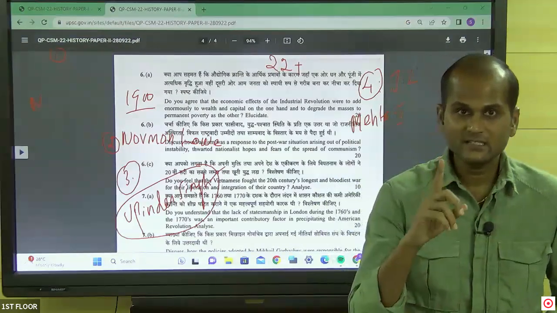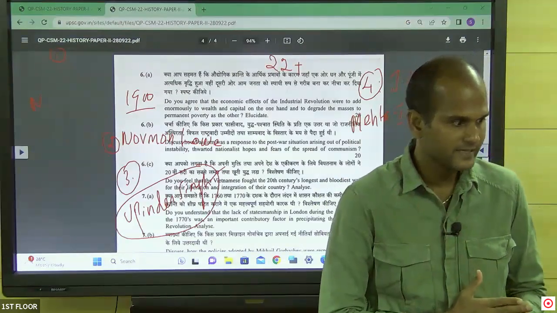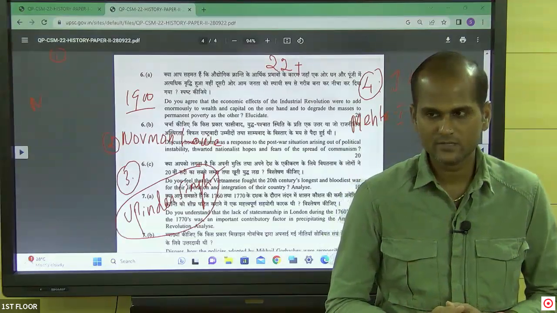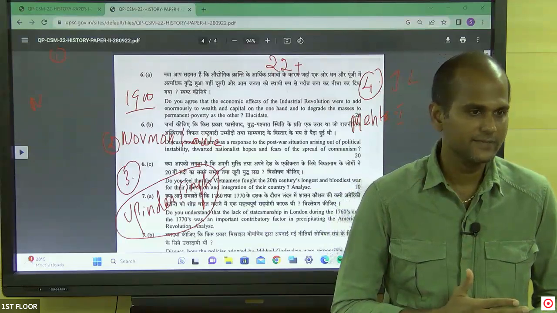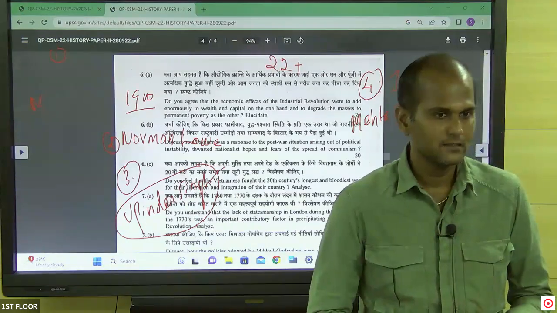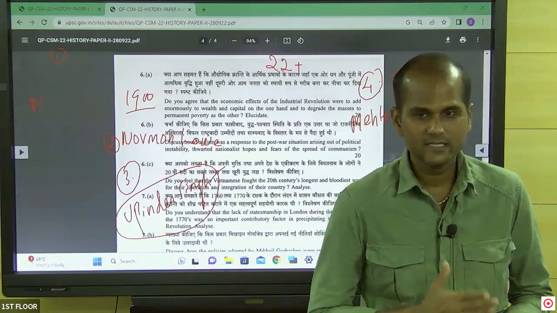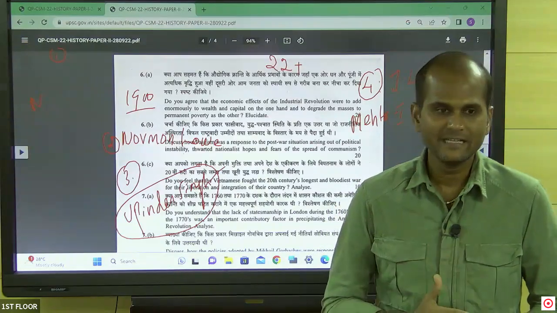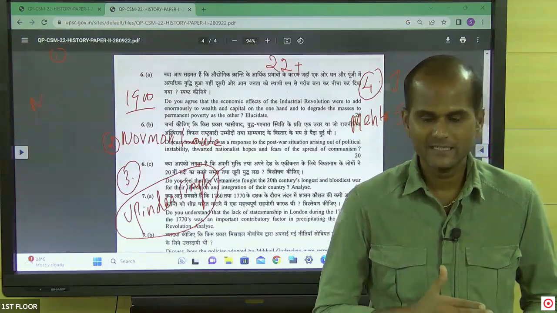Second batch will start. The second batch is the weekend batch. The first batch is weekdays. The second batch is the weekend, because there are a lot of working students. My first batch is always weekdays and the second batch is weekend. From the first week of December onwards, the second batch will be started. Weekend mornings, 9 to 1 o'clock, or 8:30 to 1:30.